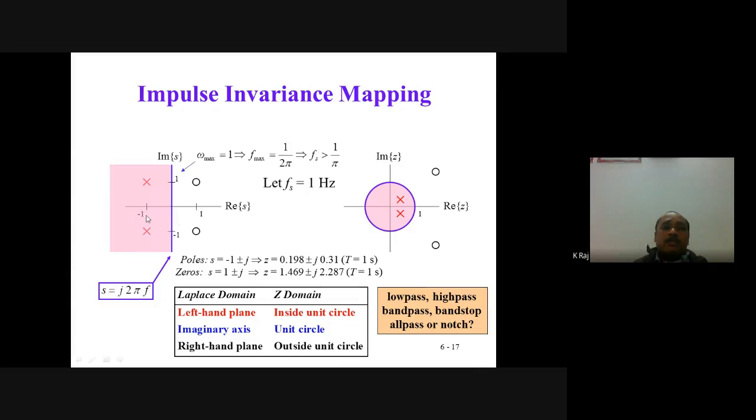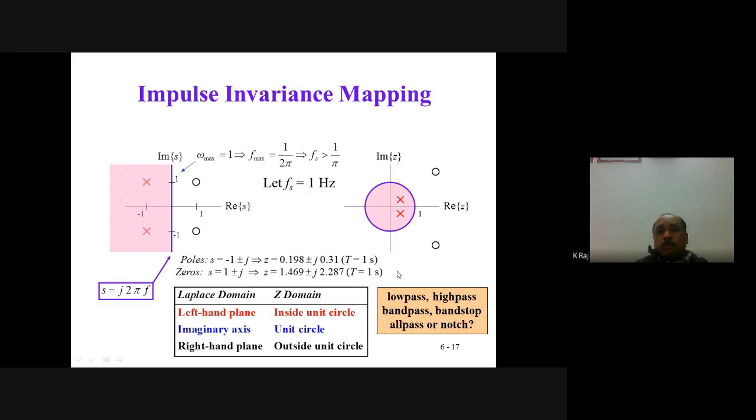Next is the left side. The left side is the region of stability, and this is transformed inside the unit circle. So in the Laplace domain, whatever is in the left half plane will be inside the unit circle, and the imaginary axis will be mapped to the unit circle. The right half plane will be mapped to the outside of the unit circle.